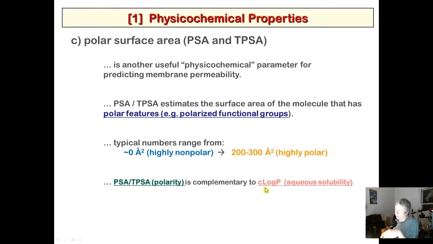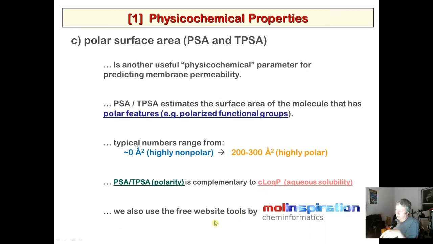We'll do that with methods like the Lipinski rule and Weber rules, which we'll get to shortly. Fortunately, this is also determined for free using the Molinspiration tools, so we're going to use these in our own calculations shortly.